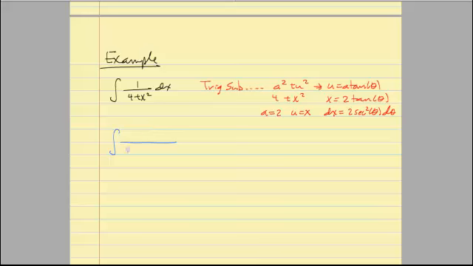Well, in place of the 4, I'm not going to do anything. In place of the x, from over here, I put 2 tan theta, and of course that's going to be quantity squared. One of the most common mistakes is for everyone to forget to plug in for this dx. Plugging in for dx, I have 2 secant squared theta d theta.